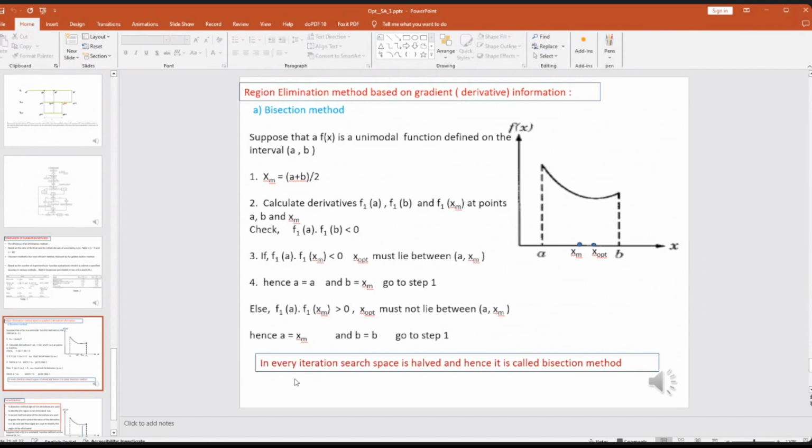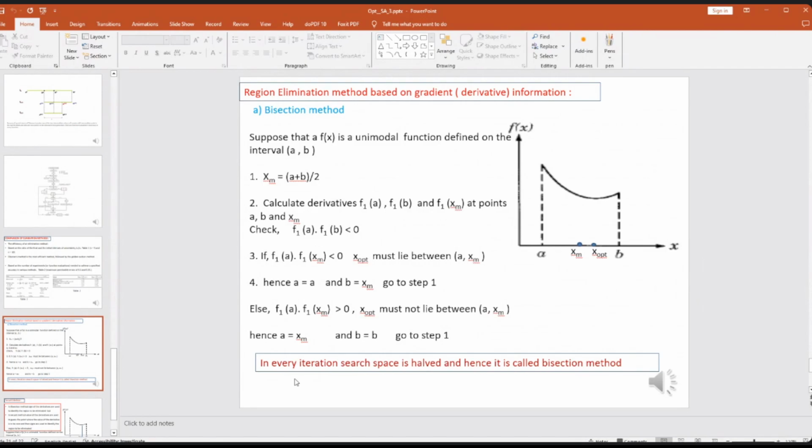So, okay, now we are going to discuss the bisection method. Suppose the interval is given by a and b, and there is a single minima within a and b. It is already known. Now select a midpoint xm as (a+b)/2. Calculate the derivative at these points: f1a, f1b and f1xm.